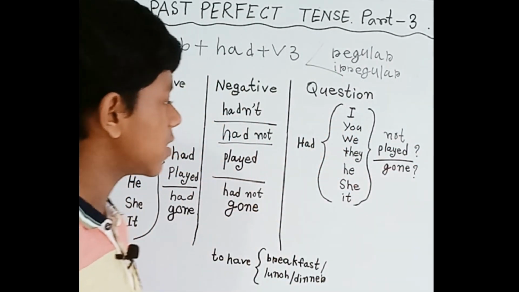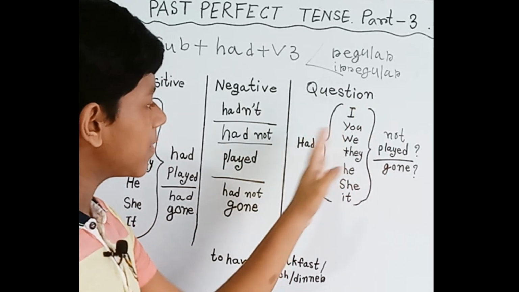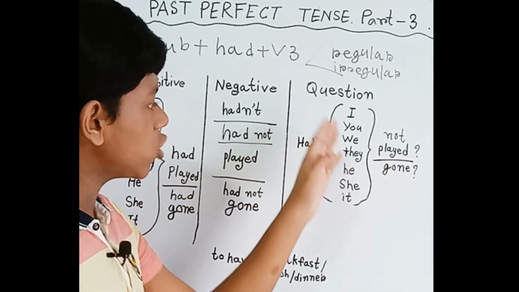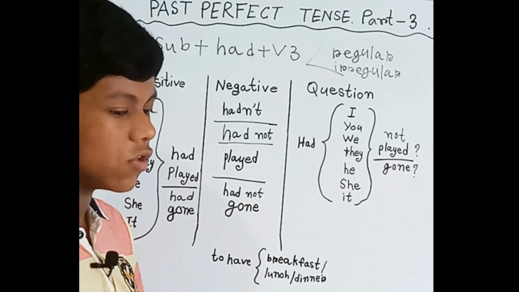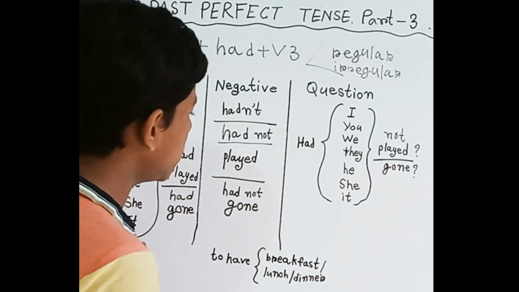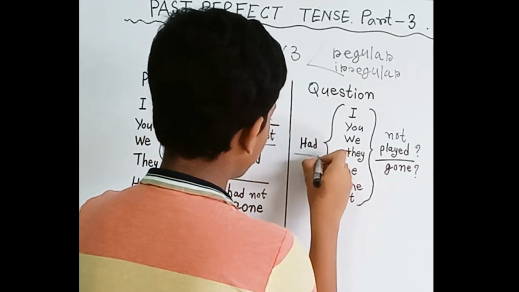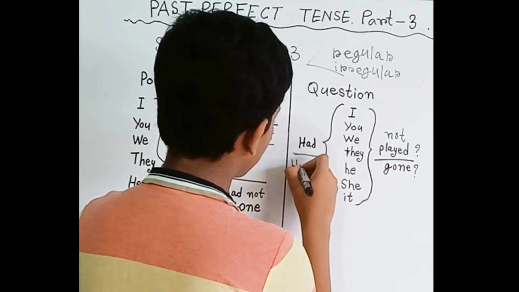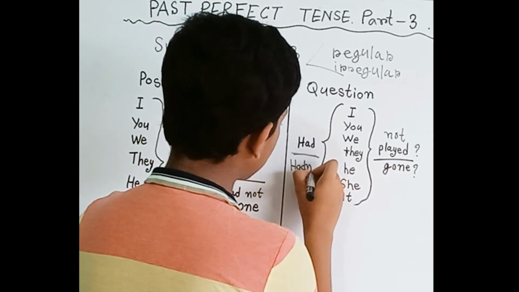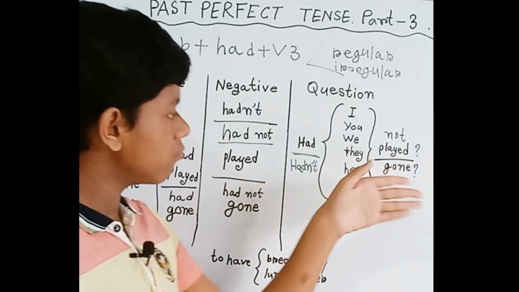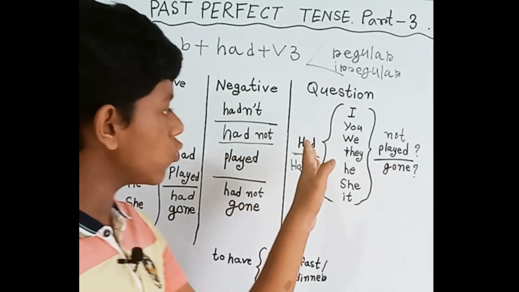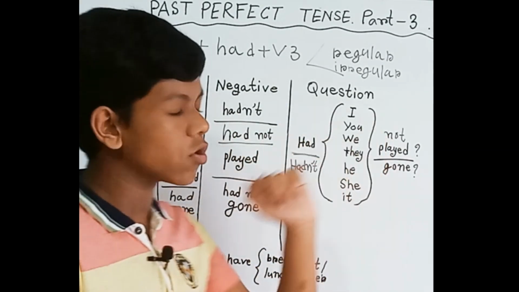Not. Had I not played, had I not gone, had you not played, had you not gone. Okay, but it takes time. So if you want to say it very shortly, instead of this, we can follow this structure: hadn't. You can directly put the hadn't before all subjects. Then you don't have to put the not after all subjects.